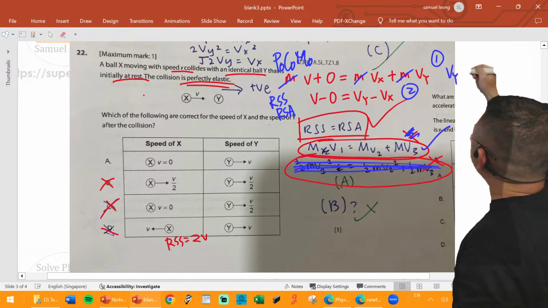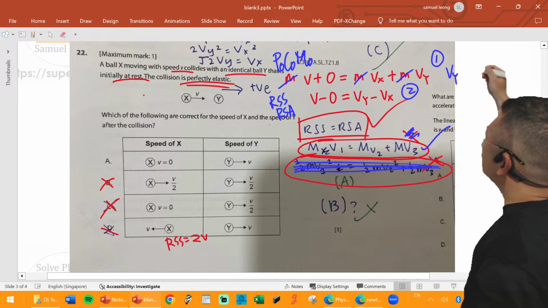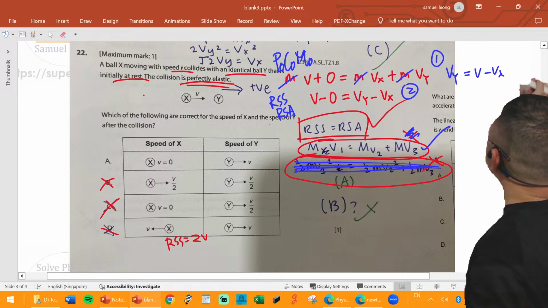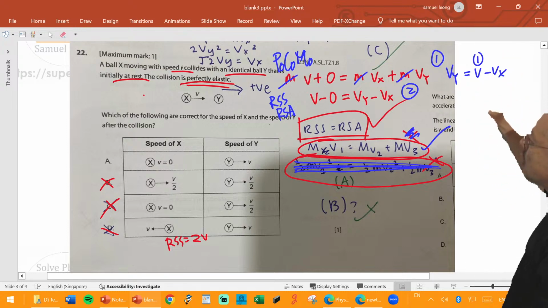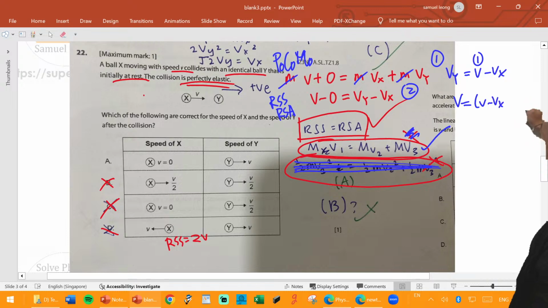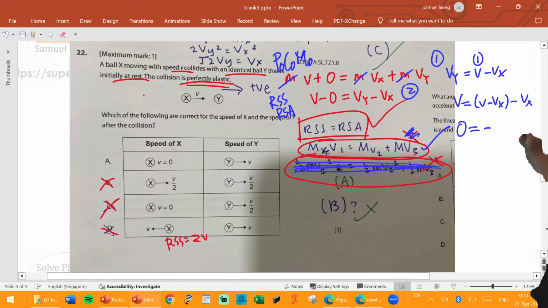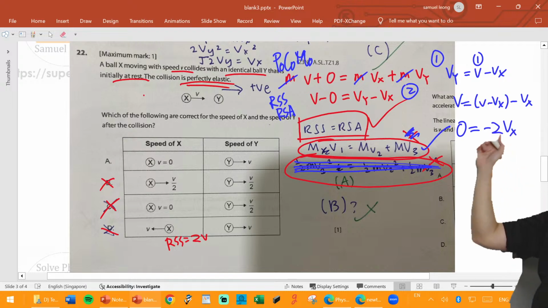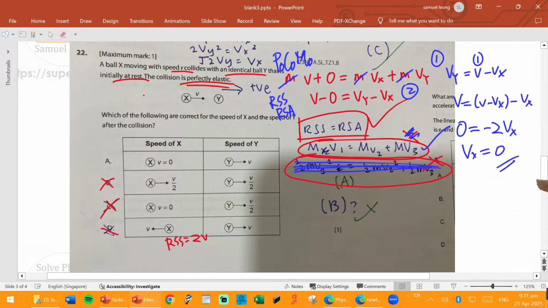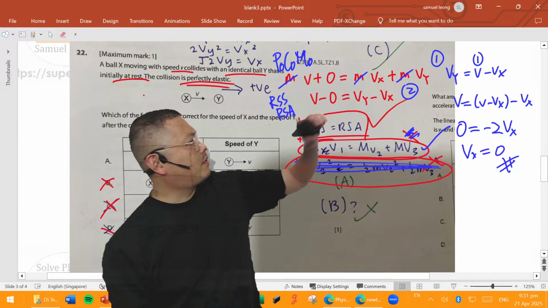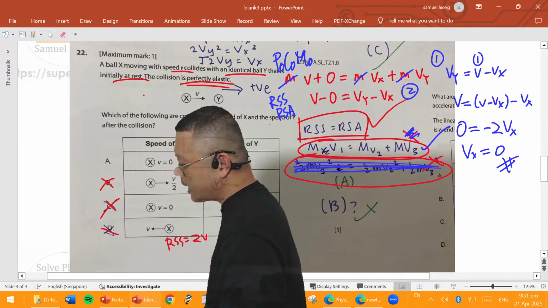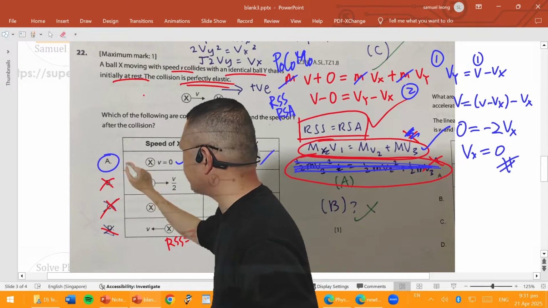I make Vy the subject. Vy equals V minus Vx. And then I sub 1 into 2. So this is number 1, I sub it into 2. So V equals V minus Vx minus Vx. Then you realize 0 equals minus 2Vx. Correct? Then that means Vx is 0. So this is me showing you that ultimately Vx is 0 and therefore Vy is just V. So this one is correct, A is your answer.